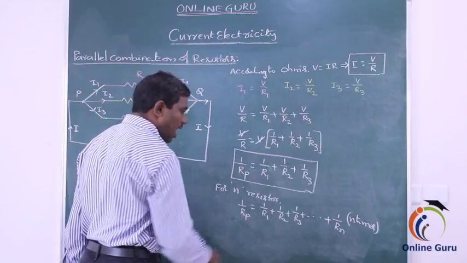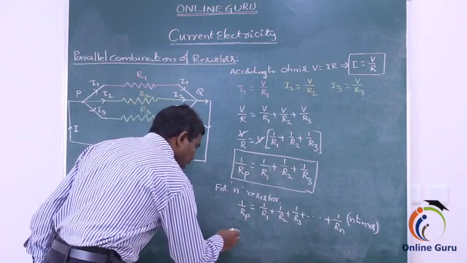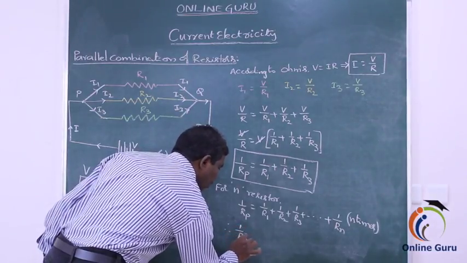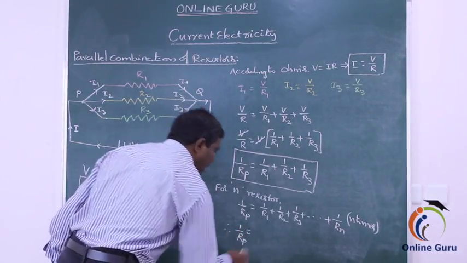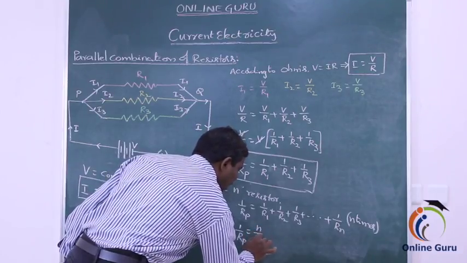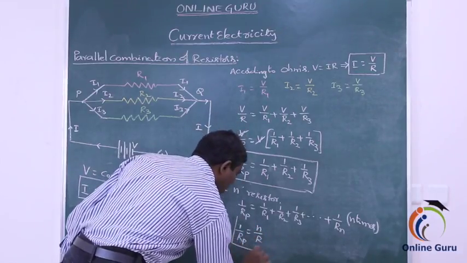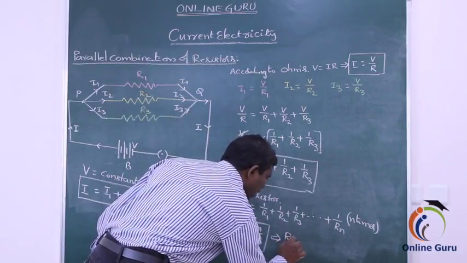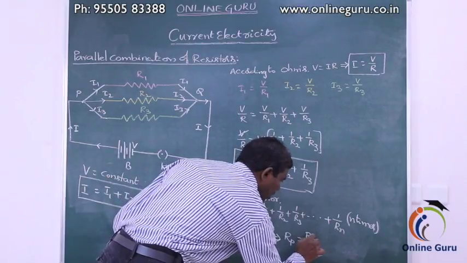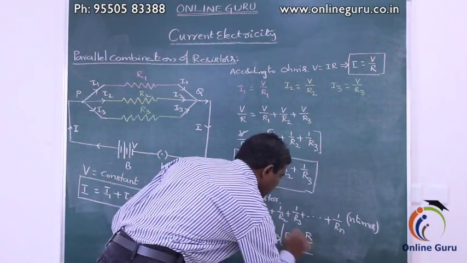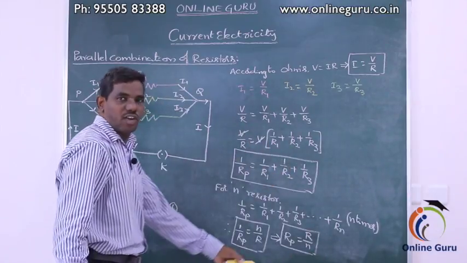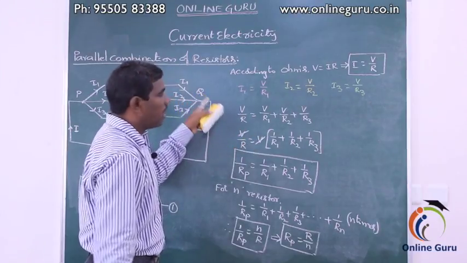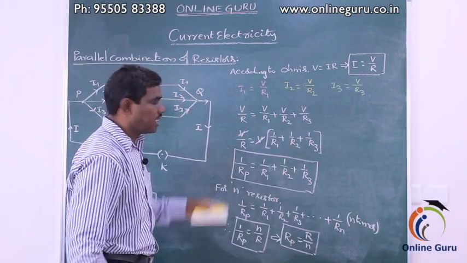If these n resistors are identical, then the resultant resistance in a parallel combination, we can write 1/Rp is equal to n/R. From this, we can write the resultant resistance for the parallel combination Rp is equal to R/n, the resultant resistance for n identical resistors. This is a parallel combination of resistors.